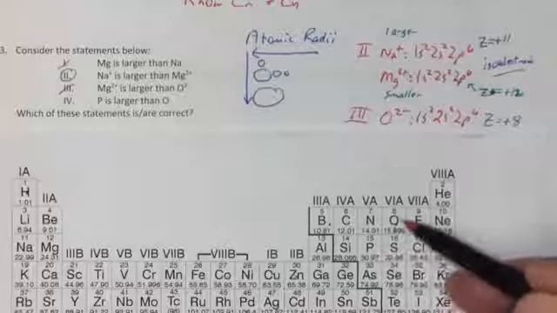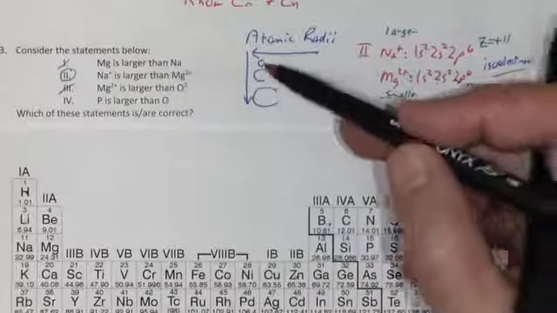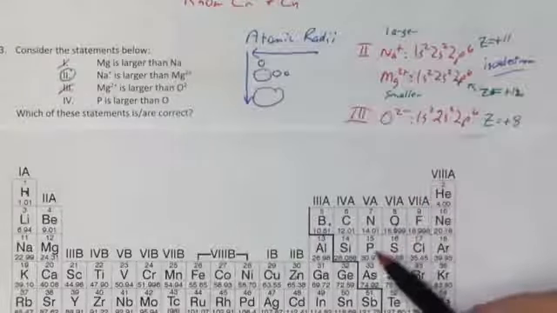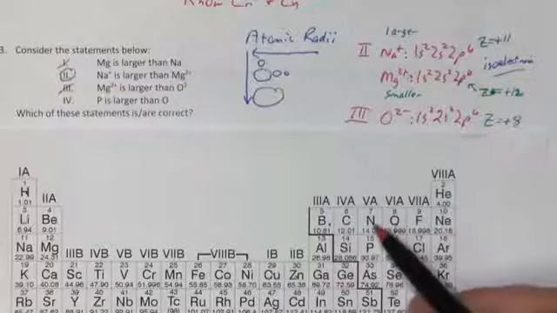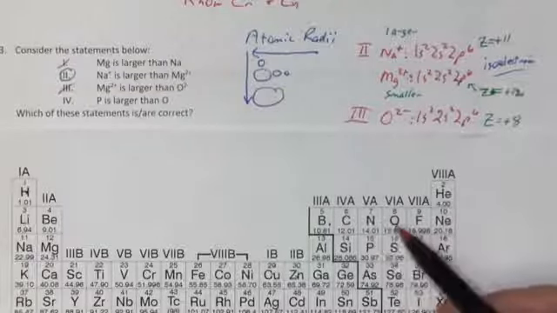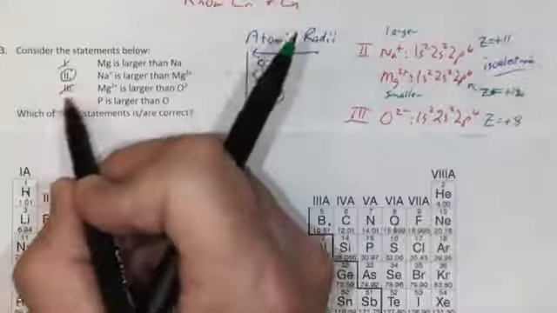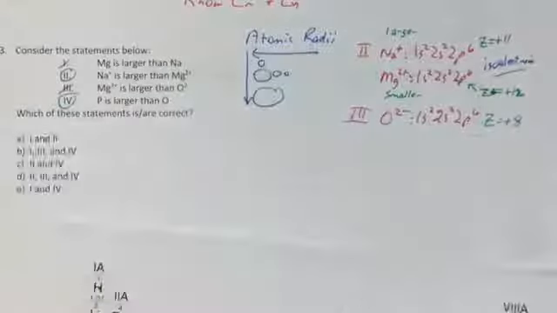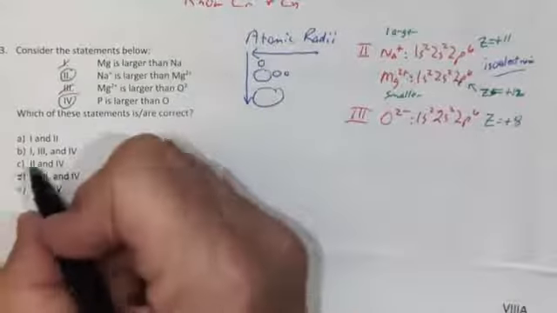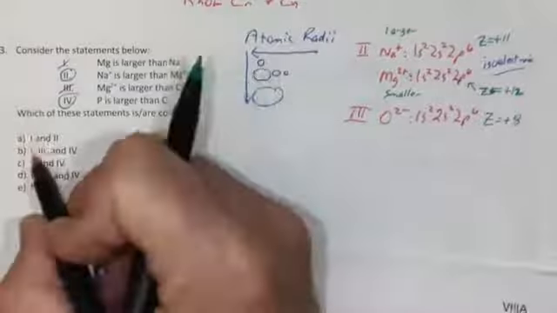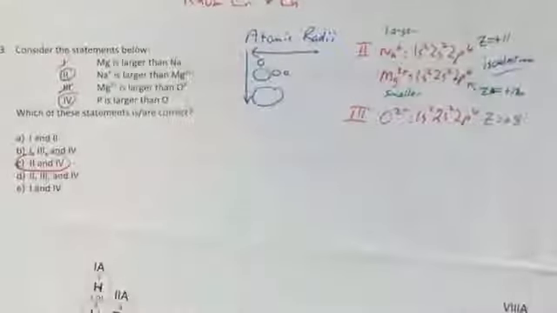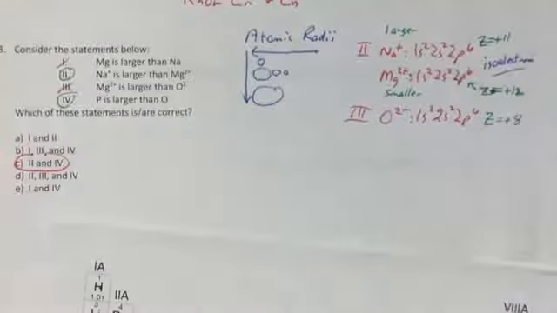Next, phosphorus is larger than oxygen. Here's phosphorus and here's oxygen. Atoms get bigger going down, and smaller going across. Phosphorus is bigger than nitrogen, and nitrogen is bigger than oxygen, so phosphorus is bigger than oxygen. That's a true statement. Roman numeral 4 is a true statement. So the correct answer will be choice C, Roman numerals 2 and 4. You reason through that by looking at each one of these individually.